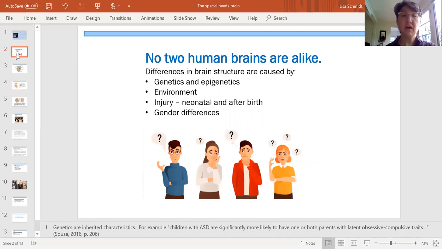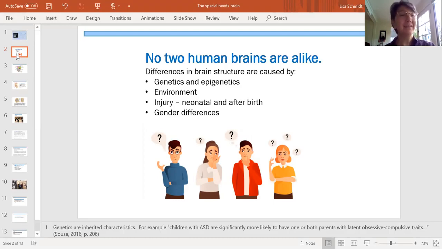So genetics are inherited characteristics. A good example of that in reference to ASD is that ASD children are significantly more likely to have one or more parents with latent obsessive compulsive traits. And that is from David Sousa's book, How the Special Needs Brain Learns, page 206.